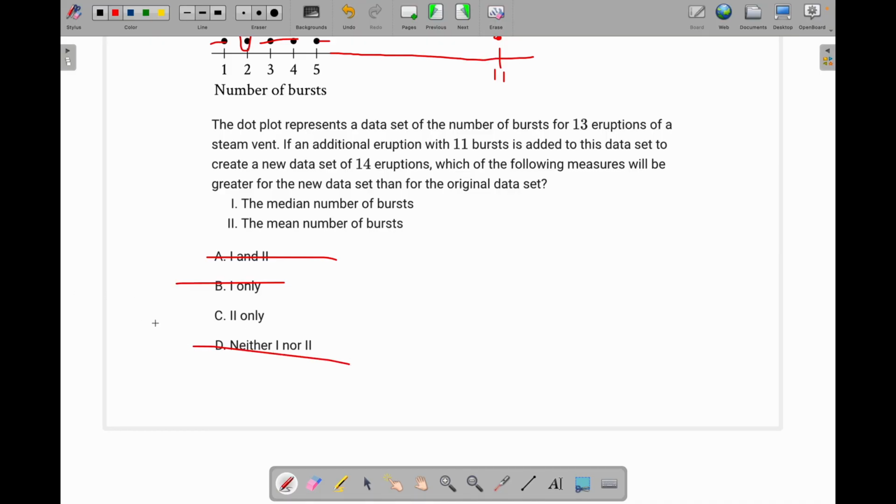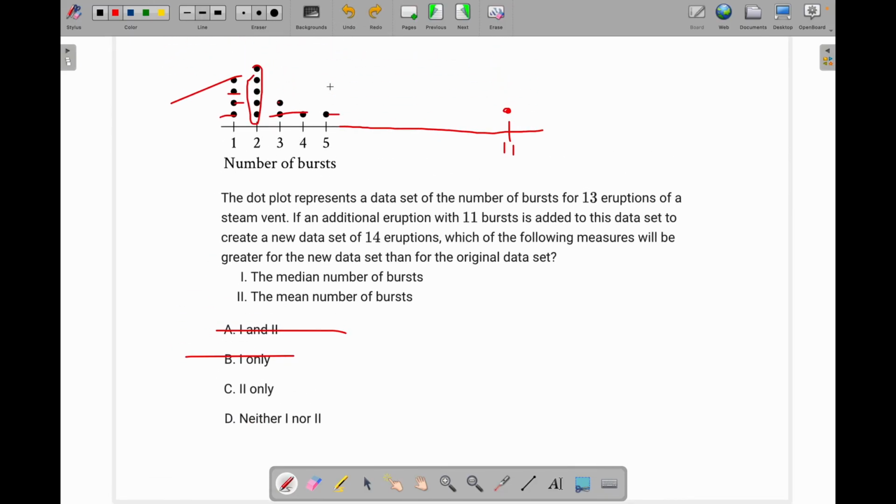Now let's look at the mean. Now we have a huge skew to the right. Meaning for sure, even if you divide it by another burst, this burst is so much greater than all of these. It's going to skew the data that way, and our mean is going to increase by a lot. Meaning our answer is just going to be C. Okay, let's go on to our last one.